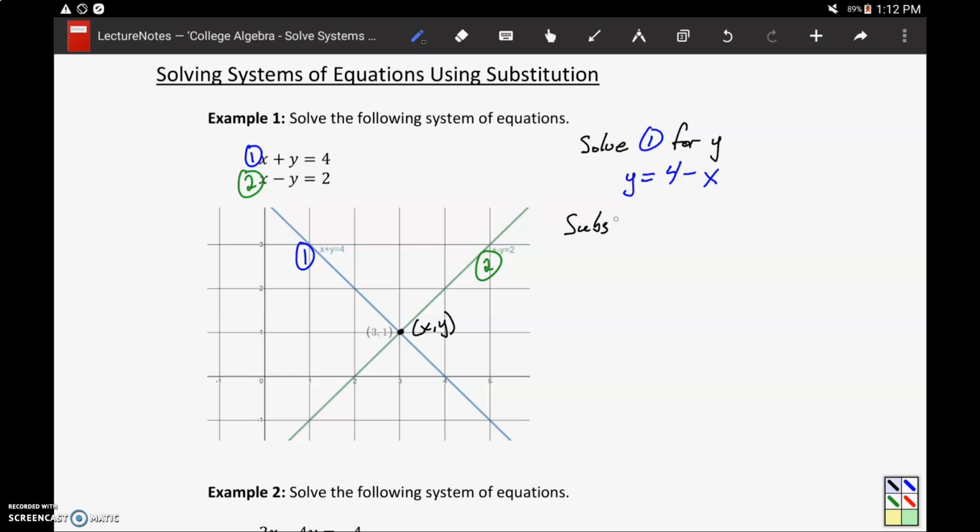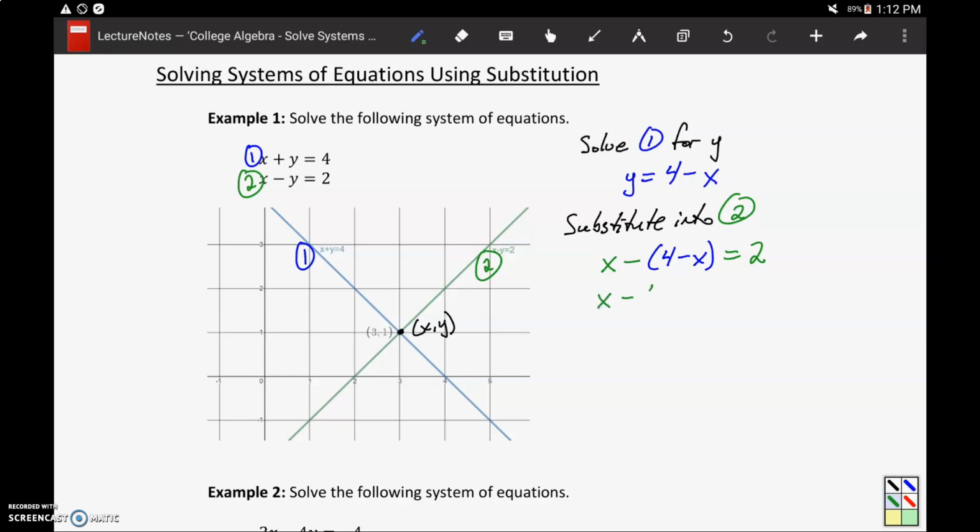Then what we want to do is substitute that result into our second equation. So our second equation starts off with x minus, and then in place of y, we're going to substitute this expression that we came up with for y in that first equation. So we're going to substitute in 4 minus x is equal to 2. Once we make that substitution, we're just going to distribute through and work on solving this equation that's now in one variable.